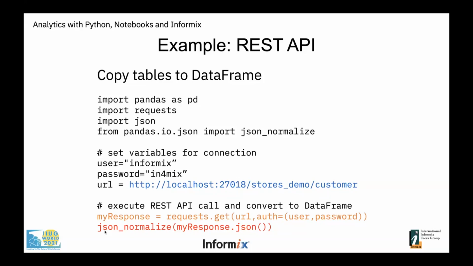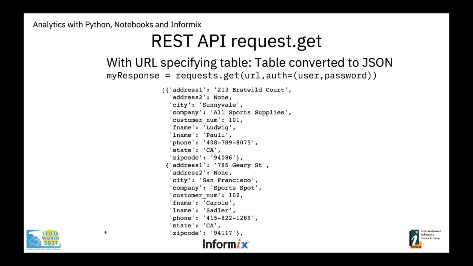And as I said, this will provide us with a JSON document, which might be the right thing we want to use for our further processing. But if you want to work with data frames, we can call JSON normalize on myResponse.json, and this will give us a data frame.